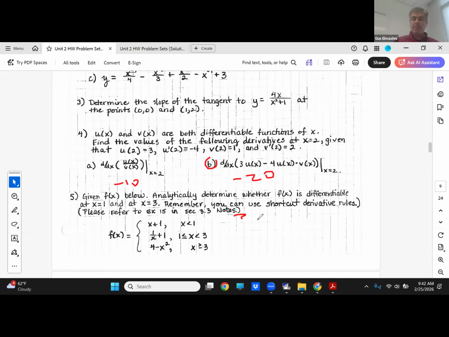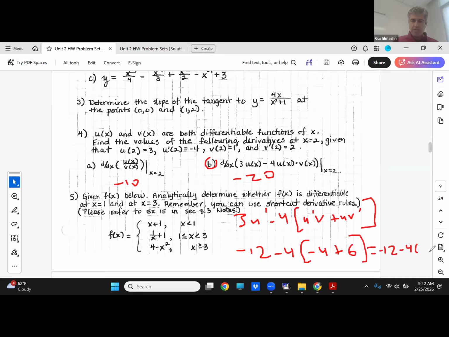So you have 3u prime minus 4 times the bracket u prime v plus uv prime. And you're doing this at 2. Obviously, these are all in terms of 2. So 3u prime is -4, so you get -12. u prime v, that's -4 times 1. And uv prime is 3 times 2, which is 6. So -12 minus 4 times 2, which is -20.